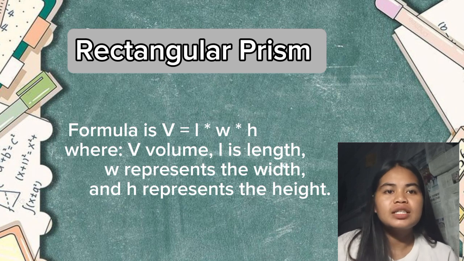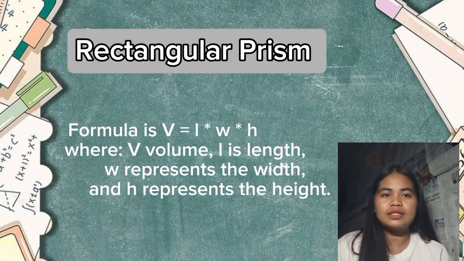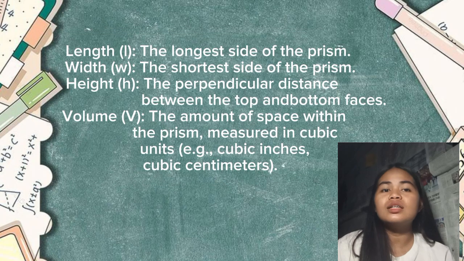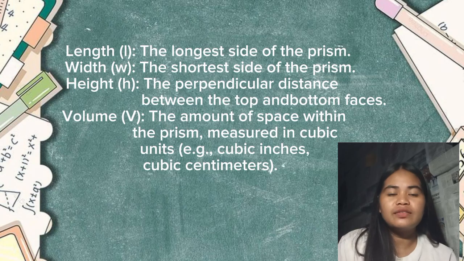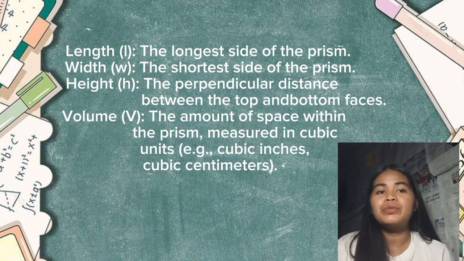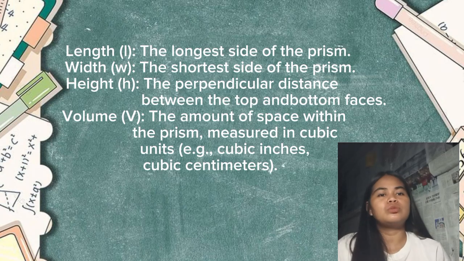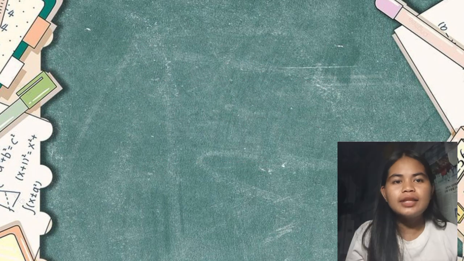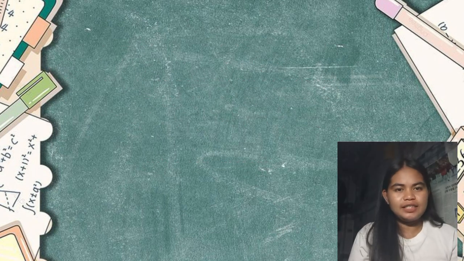This formula essentially measures the amount of space a three-dimensional box occupies. Length is the longest side of the prism, width is the shortest side of the prism, and height is the perpendicular distance between the top and bottom faces. Volume is the amount of space within the prism measured in cubic units, for example, cubic inches or cubic centimeters. Let's proceed to our first activity.